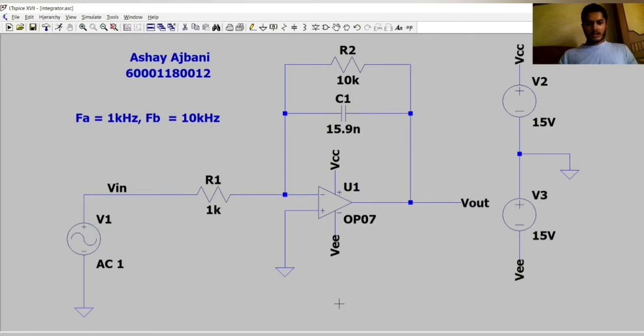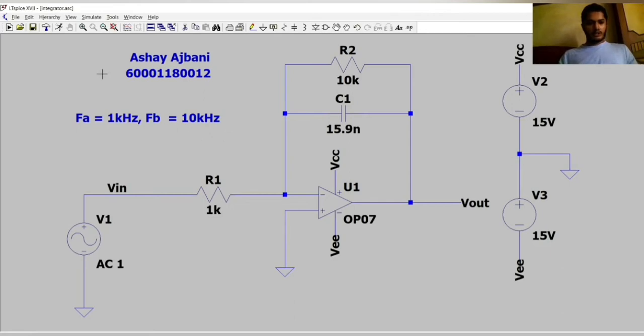So this is the diagram of a practical integrator. We are giving a sine wave input at the inverting terminal via a resistor, and this is the feedback network, a capacitor and a resistor. And the design values are such that FA is equal to 1 kHz and FB is equal to 10 kHz.